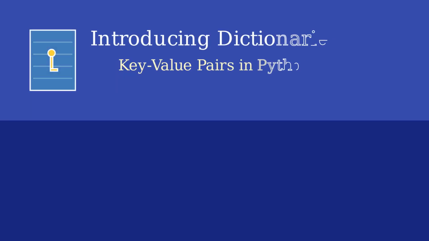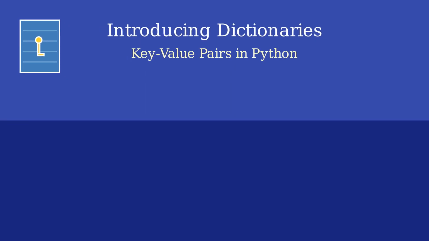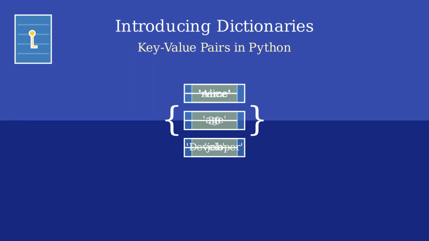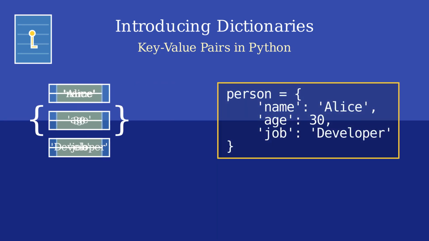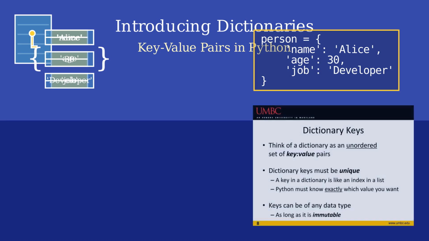Finally, let's dive into dictionaries, one of Python's most powerful data structures. Dictionaries are collections of key-value pairs, where each key maps to a specific value. Here's a Python dictionary example that stores information about a person. Each key in a dictionary must be unique. If you try to add a duplicate key, it will override the existing one.